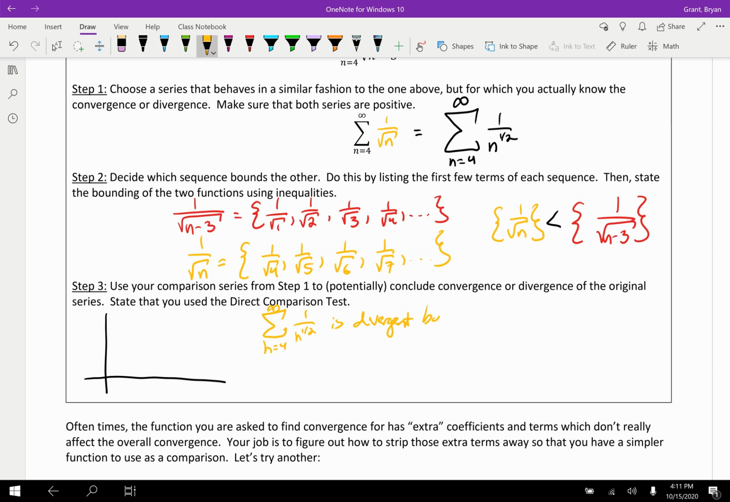And we'll say by the p-series test, because p equals 1/2, which is less than or equal to 1. Great. We've explained why that's divergent.